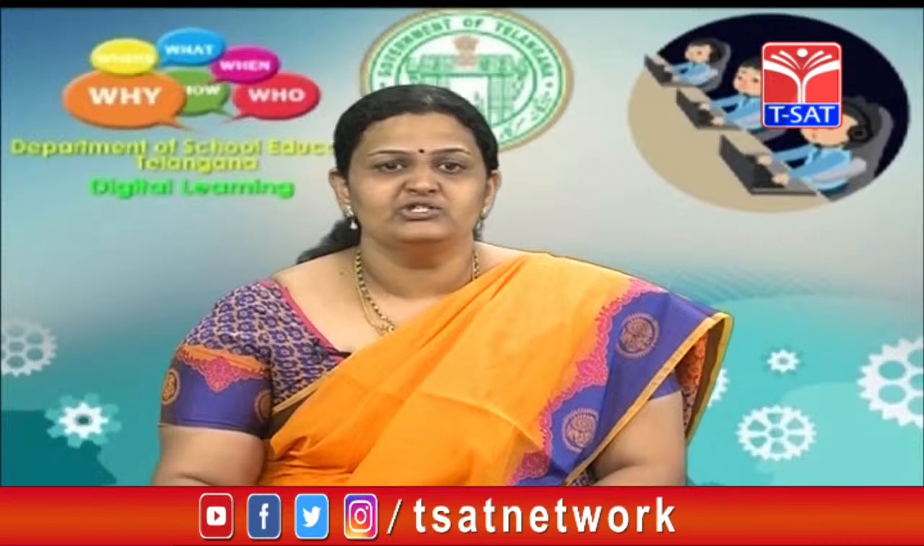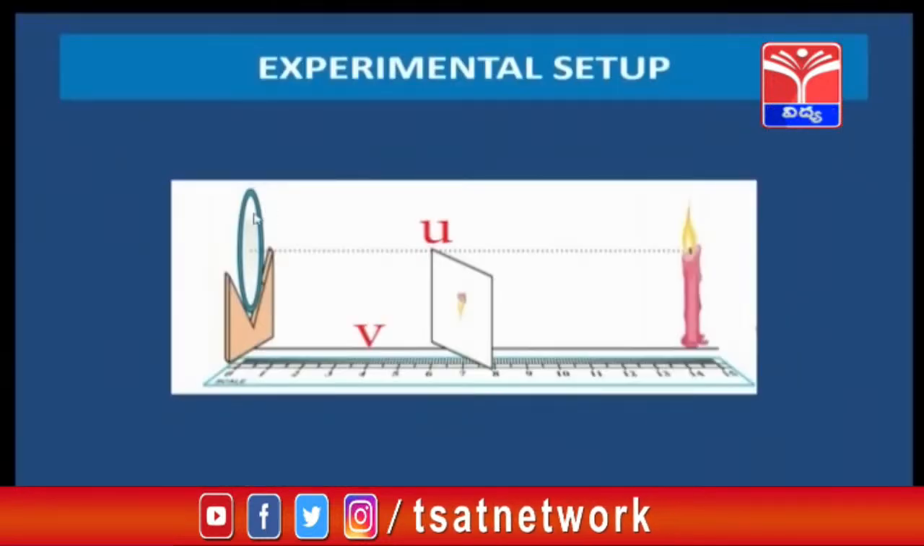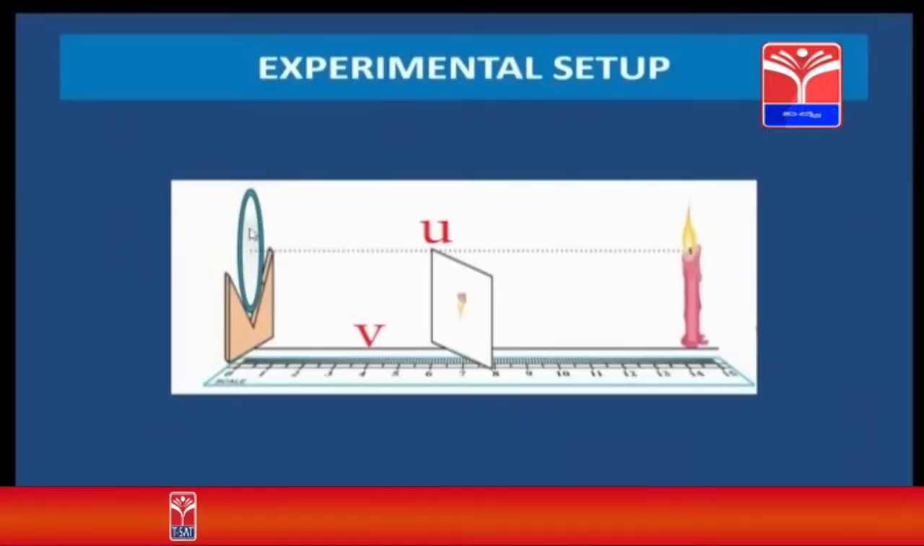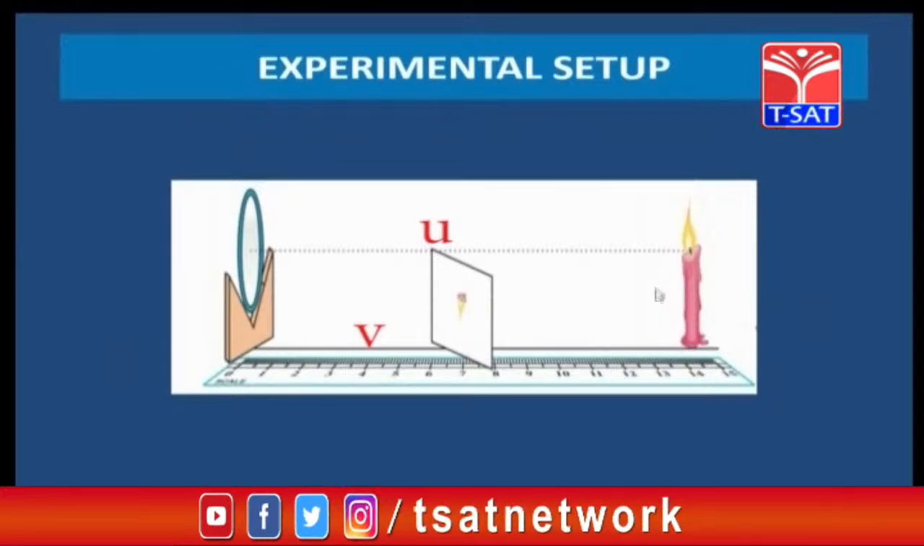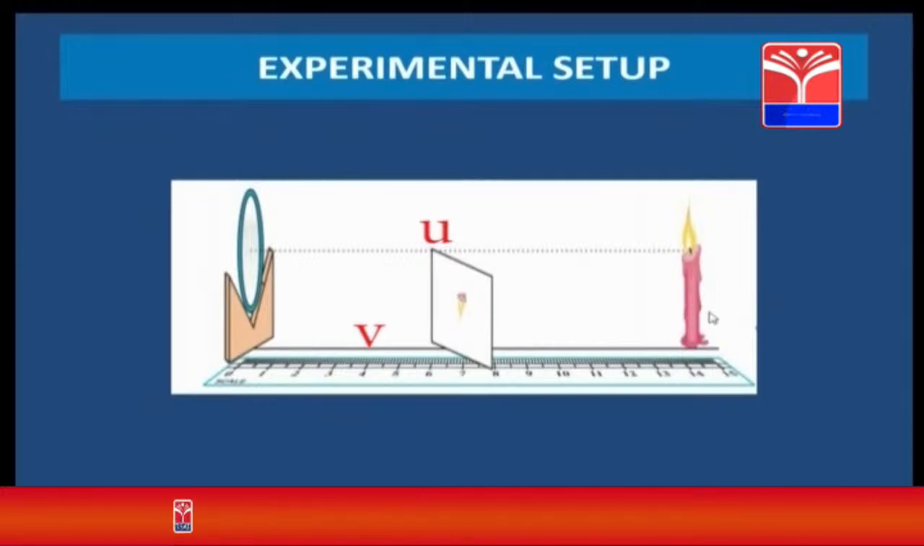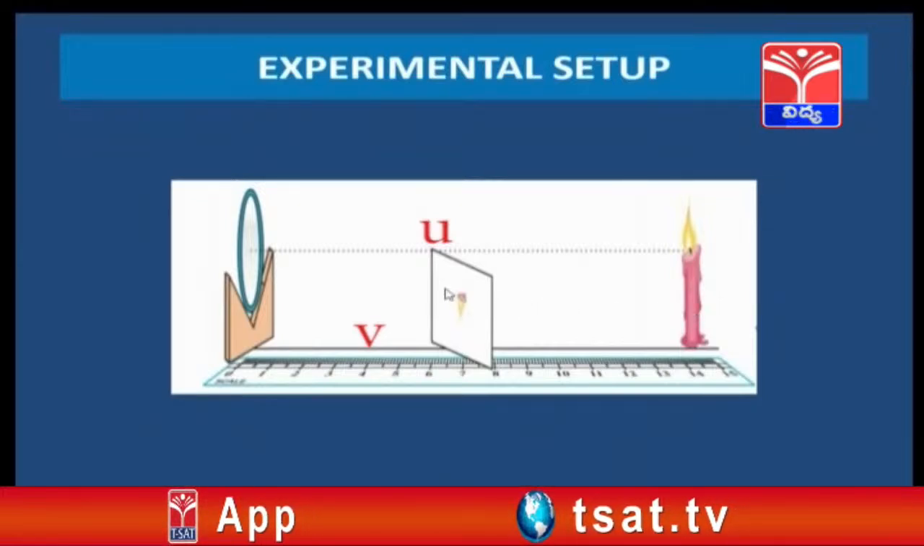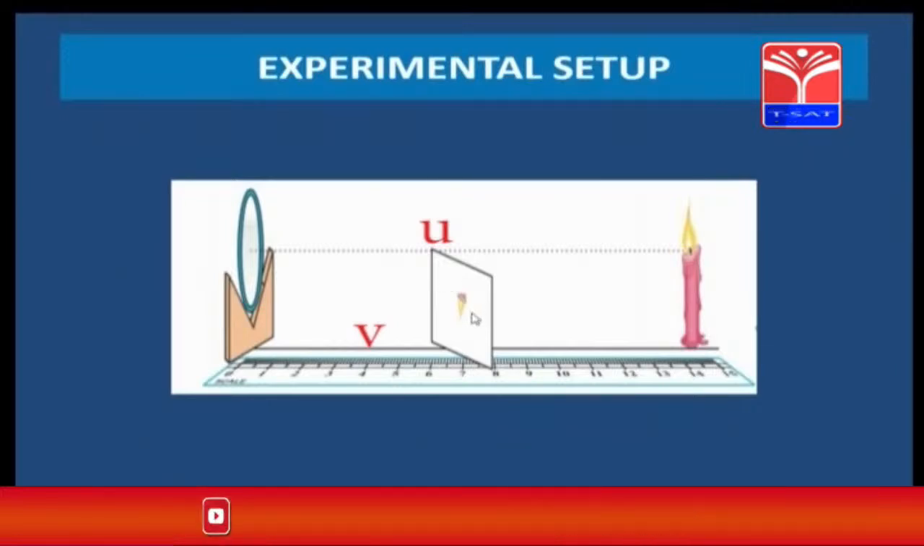Okay children, in this experiment we need a concave mirror. We need a V-shaped stand to place the concave mirror. We need a candle which acts as the object. We need a white paper which acts as the screen.